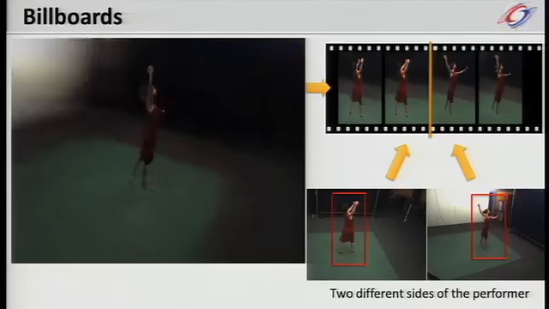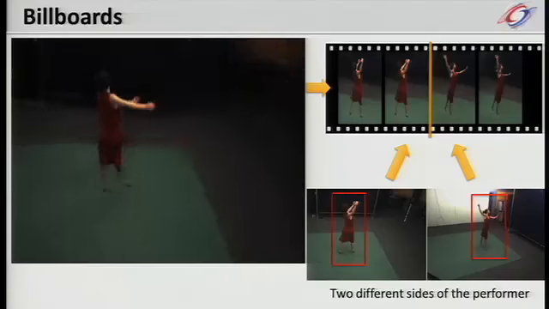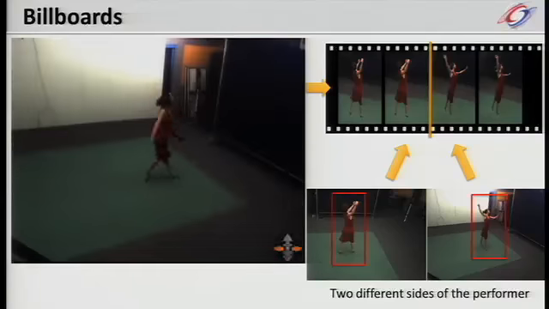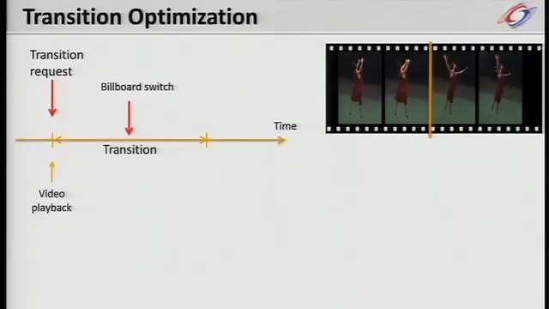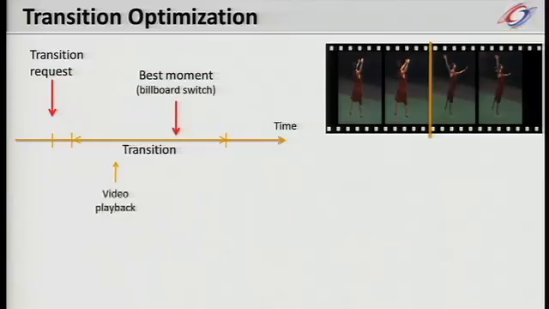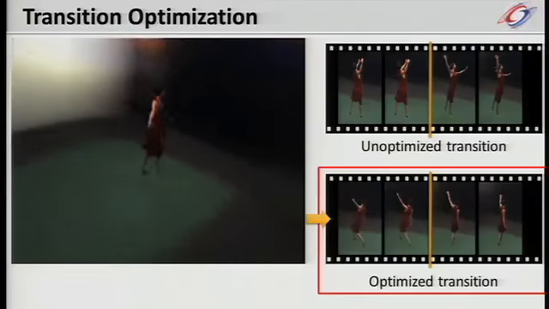To recover from these artifacts, instead of transitioning right after the user request for a transition, in our solution, the system waits and actively searches, in parallel to the video playback, for the best moment to make the transition. And this is what it found. As you can see here, the billboard switch is hidden inside the motion of the performer.